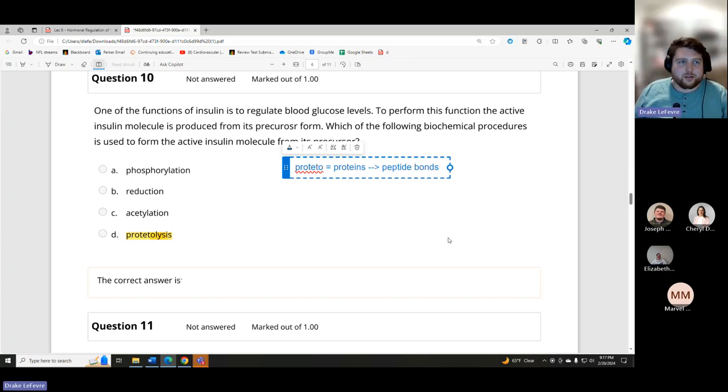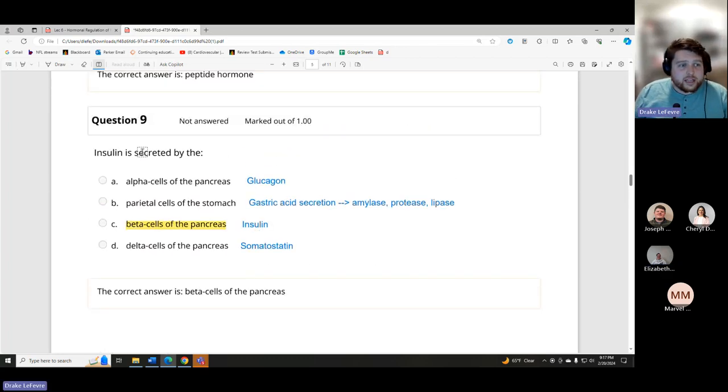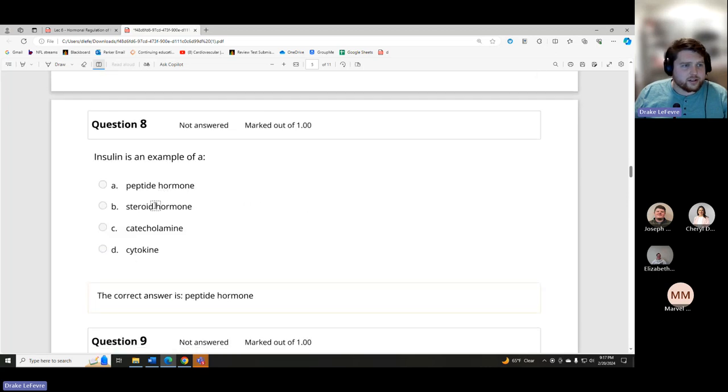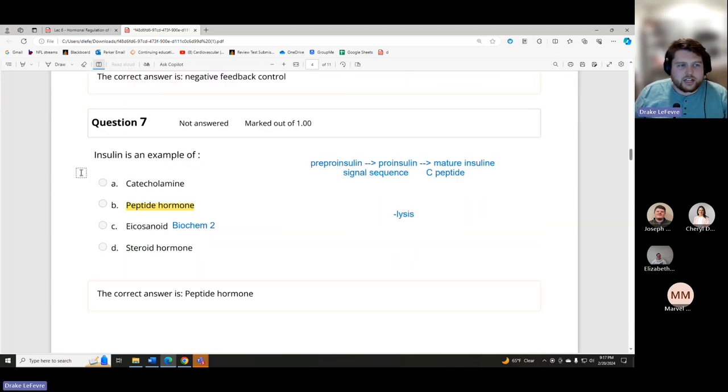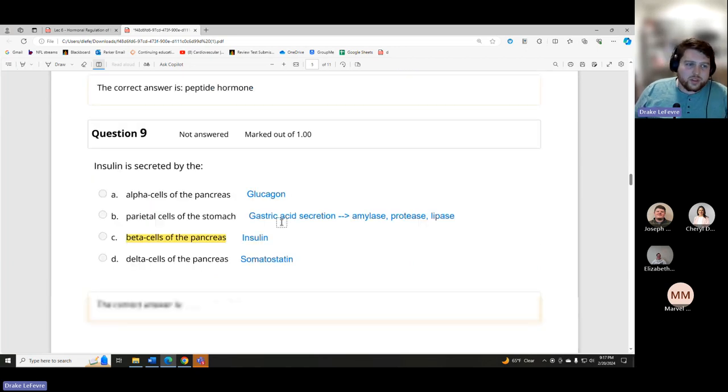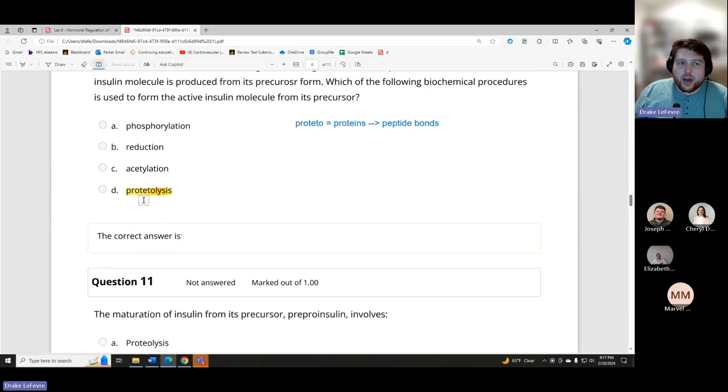Peptide bonds. We think back, our insulin is an example of a peptide hormone. It's made up of a chain of amino acids. So the breaking up of proteins, of peptide bonds, proteolysis, breaking up of those bonds. This is why I say it constantly.